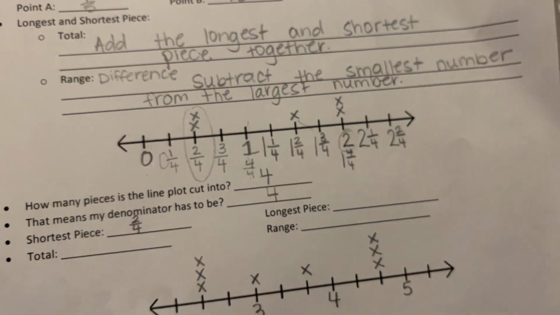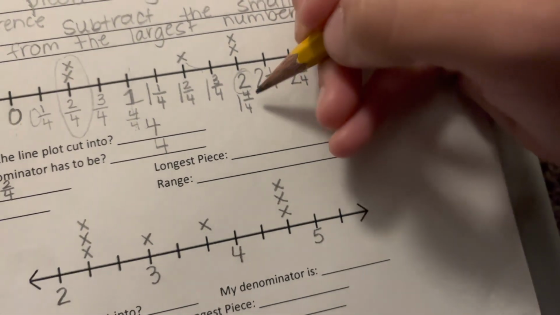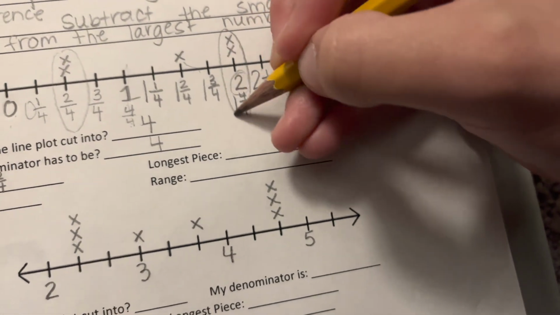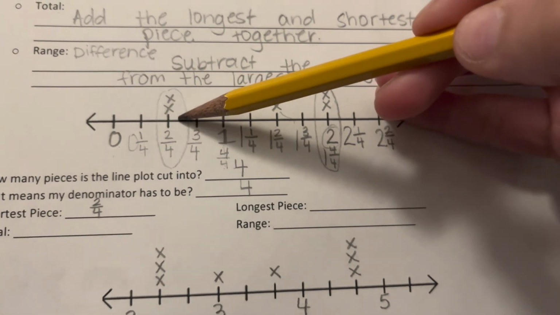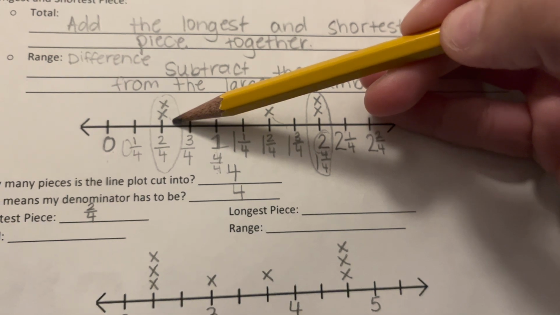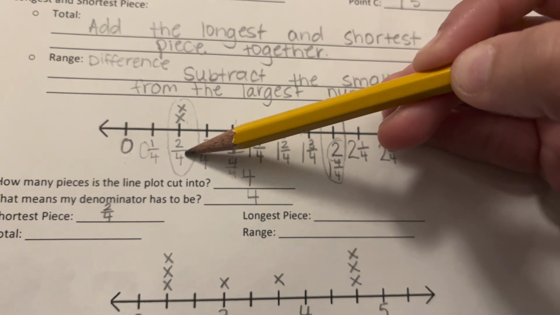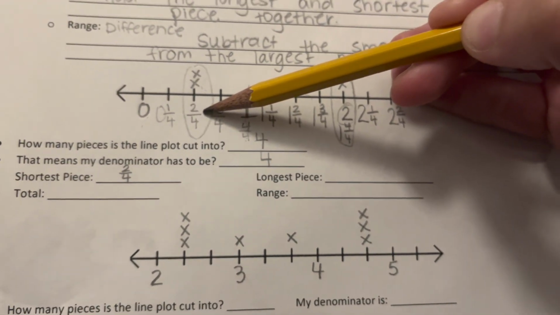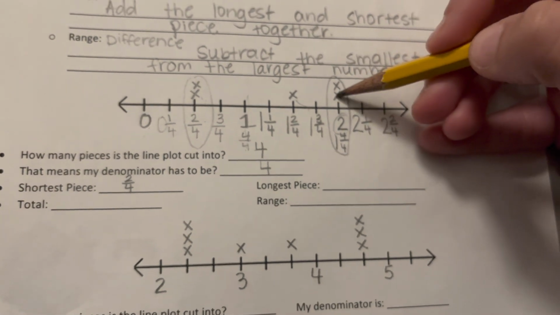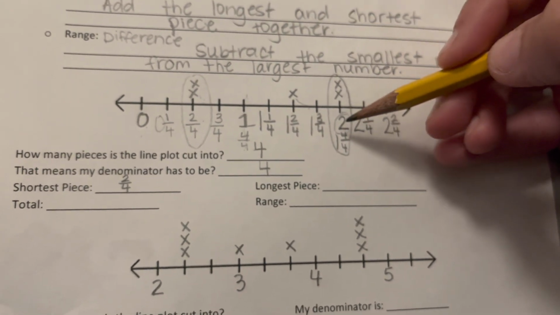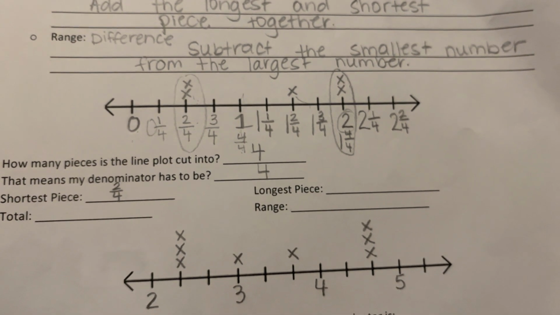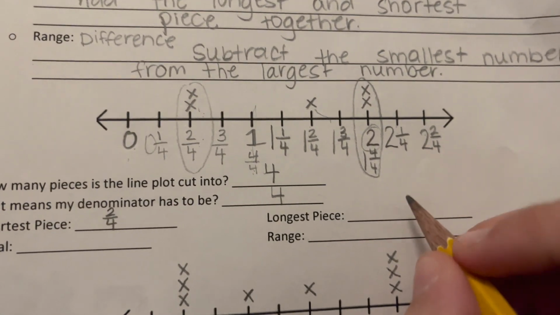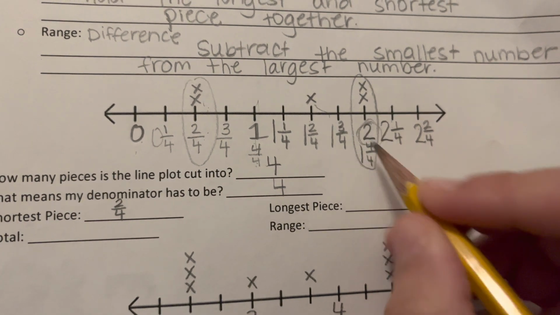My longest piece would not necessarily be the last number. It's whatever actually has data there. And it doesn't matter that there's 2 X's here. There could be 7 X's here. That still is the shortest piece because it's the smallest number that has data. It doesn't matter if there's 1 X or 15 X's. It's just the largest number on my line plot that actually has data there. So for this particular line plot, my longest piece is 2.